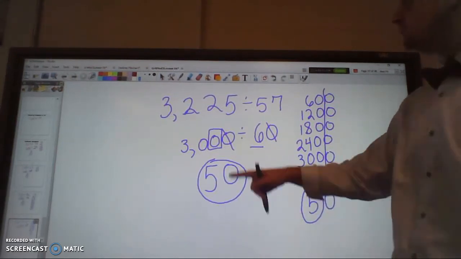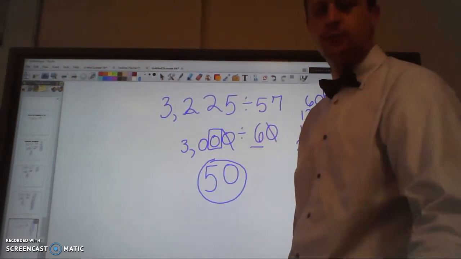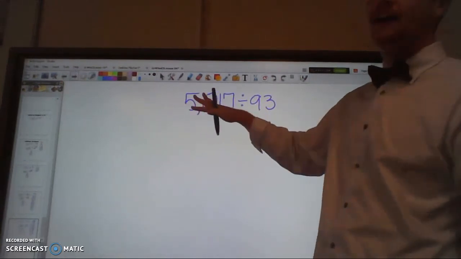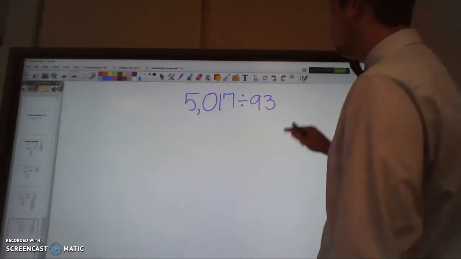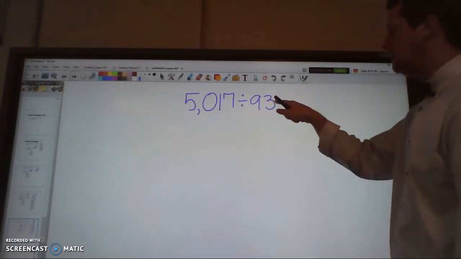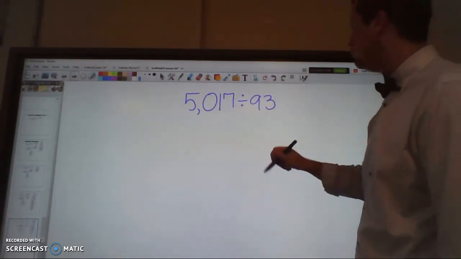Okay, let's go on to our next one. We got one more practice problem. All right, so our last one, we have 5,017 divided by 93. So again, we're going to look at our divisor and round it. 93 would round down to 90.